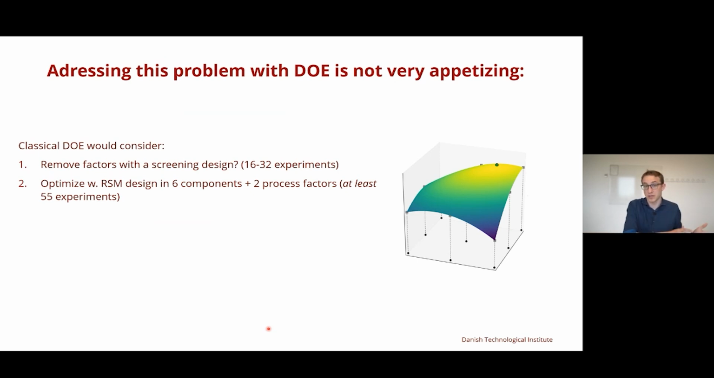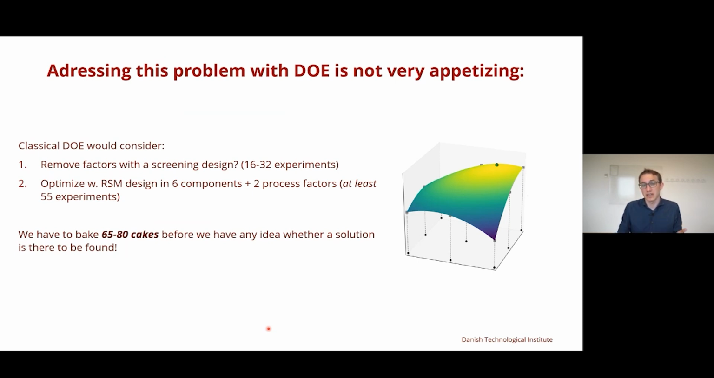And then you would still need to run an optimization design, so draw the full map with 6 ingredients and the 2 process factors, so temperature and time in the oven. And that would require at least another 55 experiments. And that means you would have to bake 65 to 80 brownies before we could even begin to say whether there is a good recipe in here somewhere. And this is one reason, I think, that DOE is underused in many industries that have complicated processes where the number of factors is similar to the brownie example, where you have at least 10 things that affect your quality. Right.